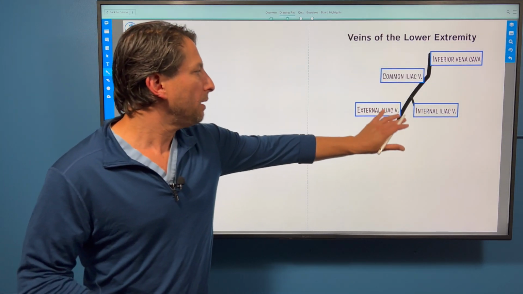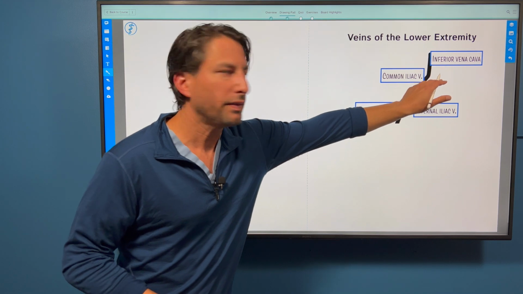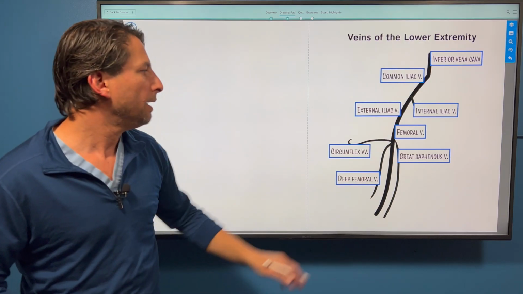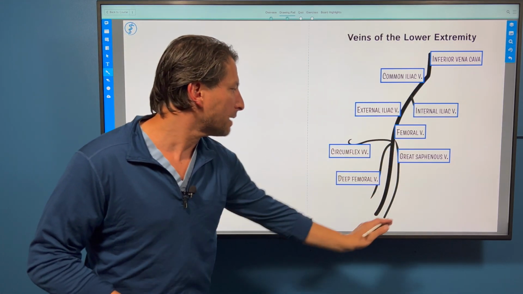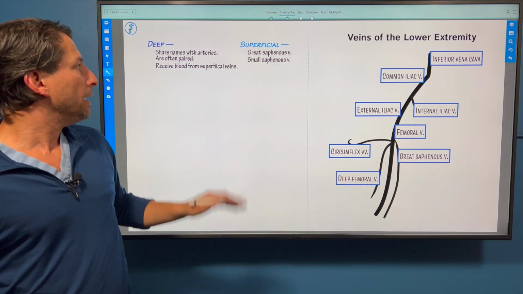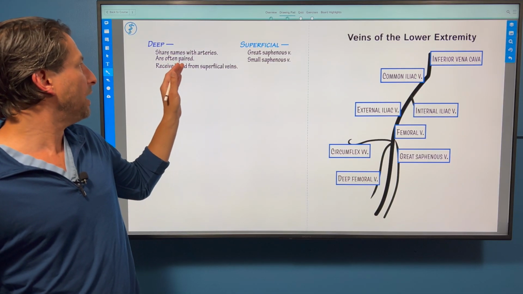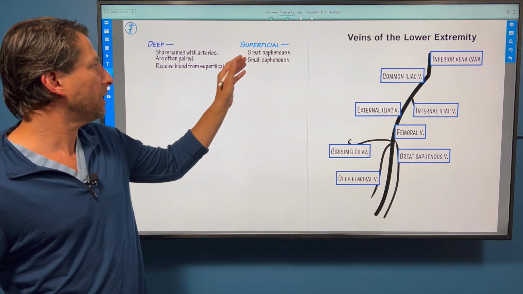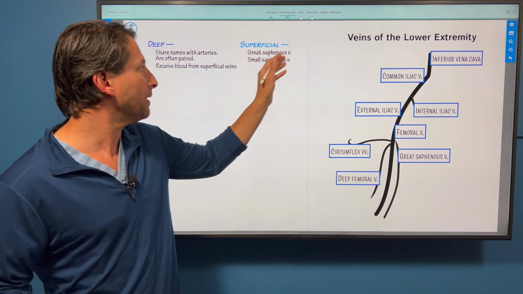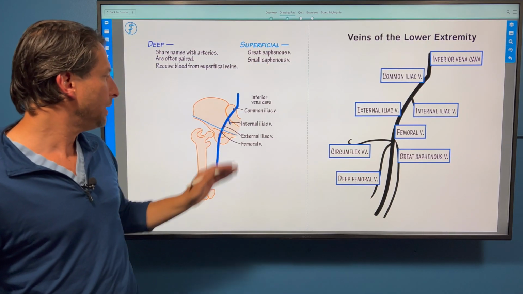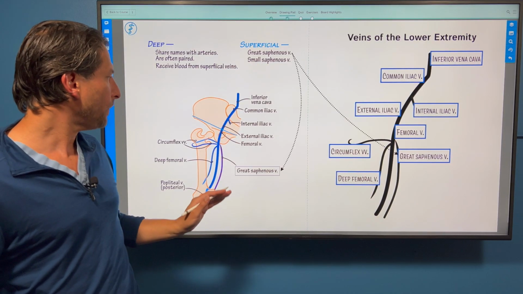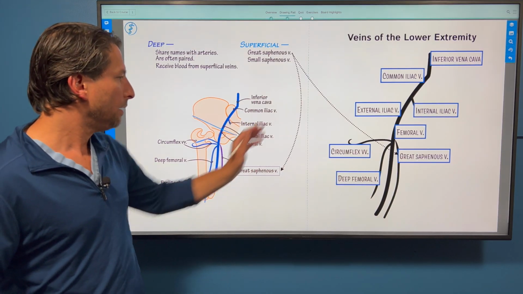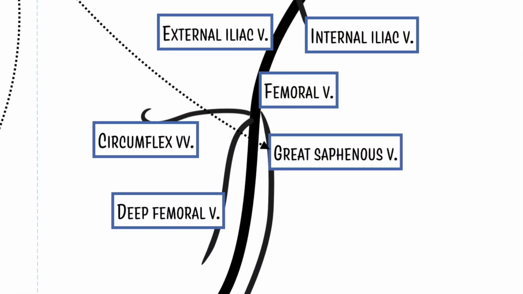Veins of the lower extremity, very similar setup. So we have our inferior vena cava, we have our common iliac with our internal iliac and external iliac, and then we have our femoral vein and great saphenous vein, which we'll point out in the diagram. Again, deep veins share the names of the arteries, receive blood from superficial veins, and then the superficial, the great saphenous, and then the small saphenous here. Here's our tree structure. Here's our great saphenous vein, and this is what we pointed out over here.